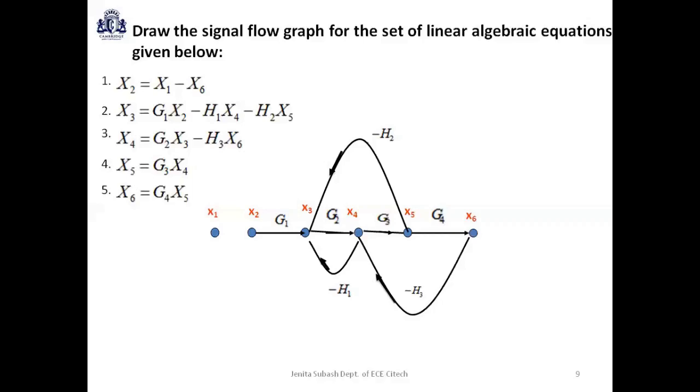Then the first equation, which is subjected to node x2, the coefficient of x1 we have here is 1, so the branch gain is unity. Hence, from node x1 to x2, we have a unity gain. And then from node x6 towards x2, we have a gain of minus 1.